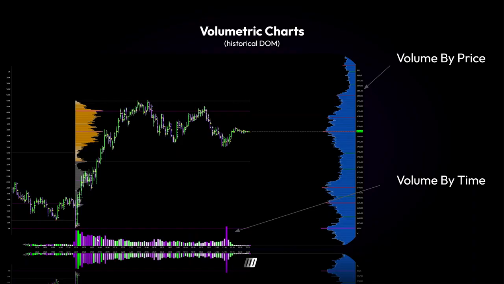How much activity, how much interest and participation was there in a determined price movement. That's volume by time. And it comes also in a vast array of ways and different visualizations and fashions.